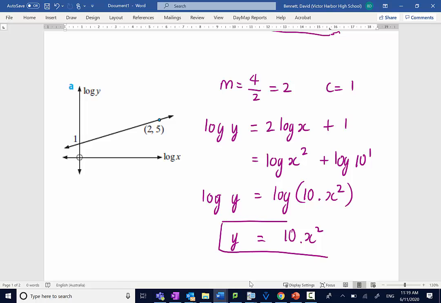So there's only really those two types of equations you're going to get. One where you've got log on both axes, one where you get a log on one of the axes, and they're the two little tricks that you'll use to simplify that.